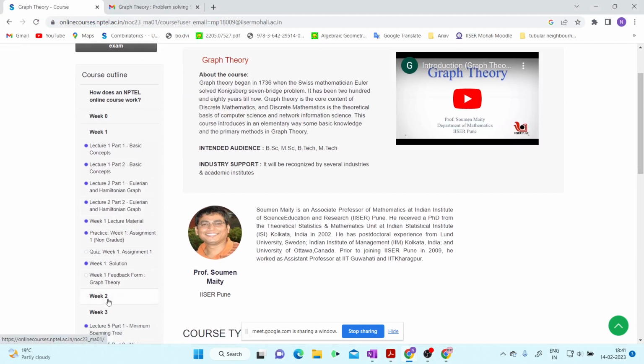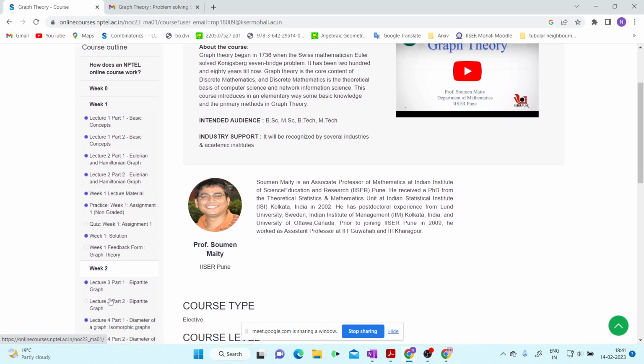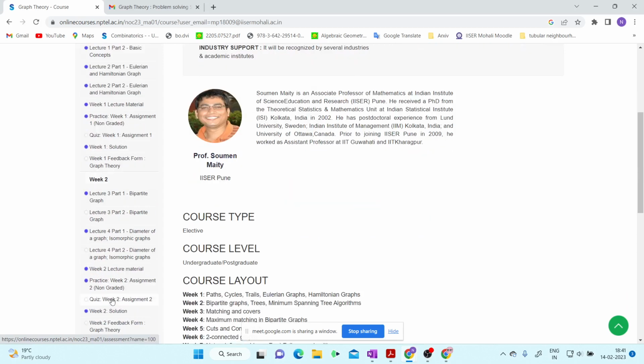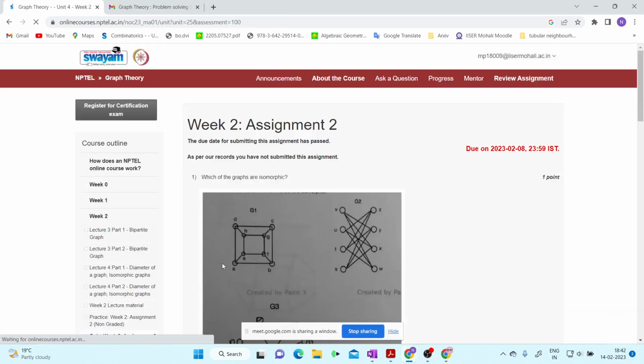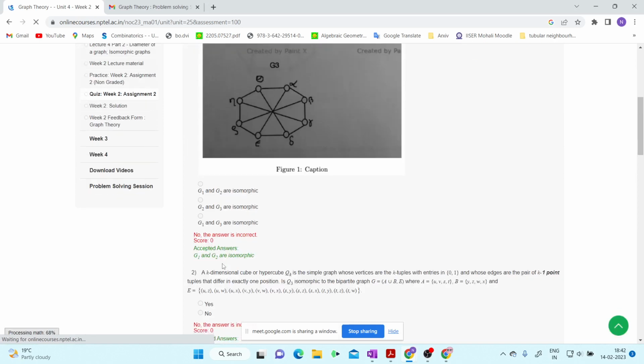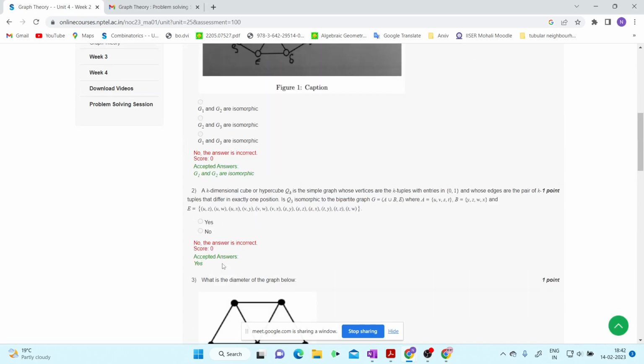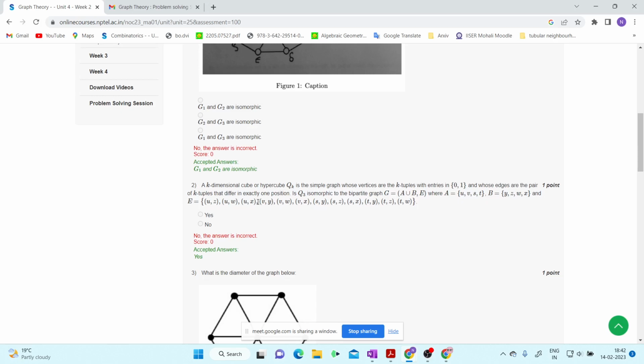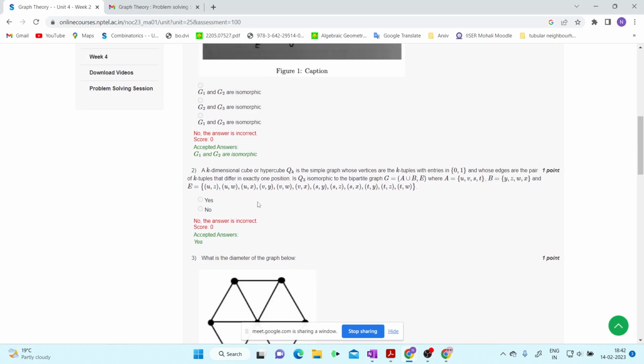Assignment 2, second question of assignment 2. Okay. Graded 2, ma'am. Yes, I'm putting that. So your k-dimensional cube, hypercube QK. So a k-dimensional hypercube QK is a simple graph whose vertices are k-tuples with entries in 0 and 1, and whose edges are the k-tuples that differ in exactly one position.